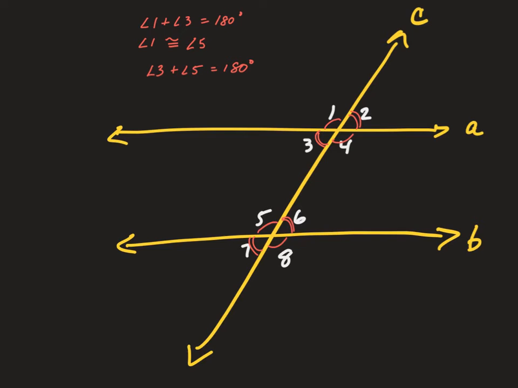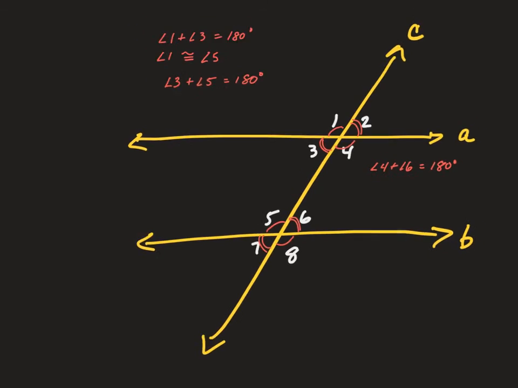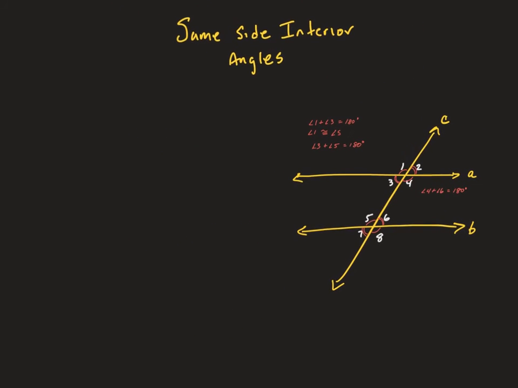So again, here my same side interior angles are going to be equal to 180 degrees. Remember, interior, inside the parallels, and same side are going to be equal to 180 degrees. So again, we know that angle 3 and angle 5 is equal to 180. That tells me that angle 4 plus angle 6 is equal to 180 degrees. And that's the same side interior angle theorem. So we're using several theorems that we're applying here.